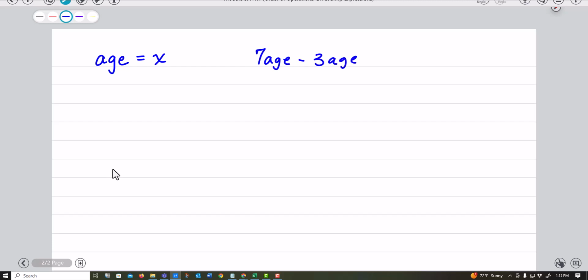But if I wrote it like 7x minus 3x, I see that I have common terms. Okay, they both have an x, and I can subtract them. So that's the only big thing with the variables, is I might have different people's ages that I want to plug in here. Just be careful that you're only collecting like terms.